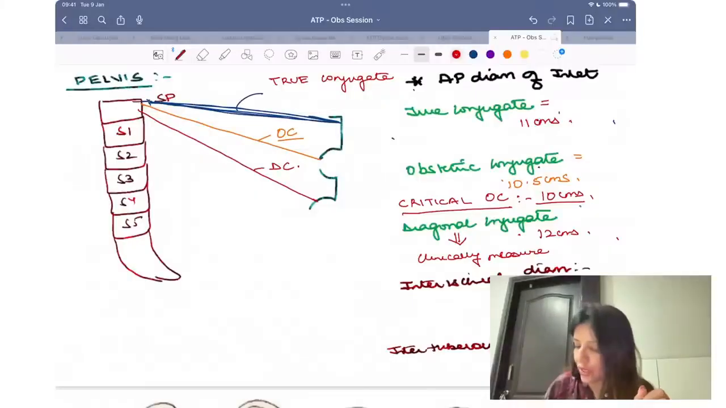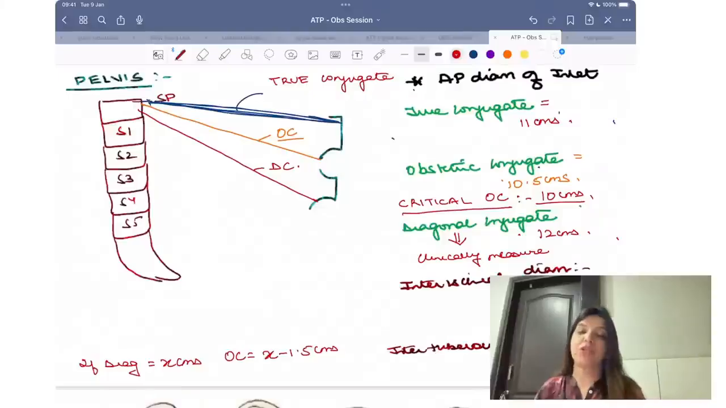So if the diagonal conjugate is x centimeters, then the obstetrical conjugate is x minus 1.5 centimeters, because normally the diagonal conjugate is 12 centimeters and normally the obstetrical conjugate is 10.5 centimeters. So whatever value of diagonal conjugate is coming in my patient, I am going to subtract 1.5 from it to get the value of the obstetrical conjugate, right? And if that value comes less than 10 centimeters, I'm going to call it a contracted pelvis. You can say x minus 1.5 or 2, that's okay.